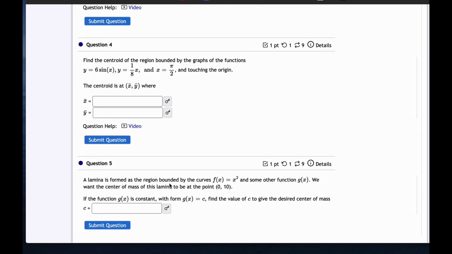What's going on here is they kind of tell you the answer. They tell you the center of mass. They're giving you the centroid. The x-coordinate is 0 and the y-coordinate is 10. And they're saying you got these 2 different curves. One of them is f of x equals x squared.